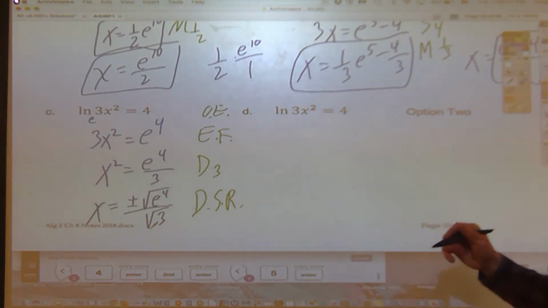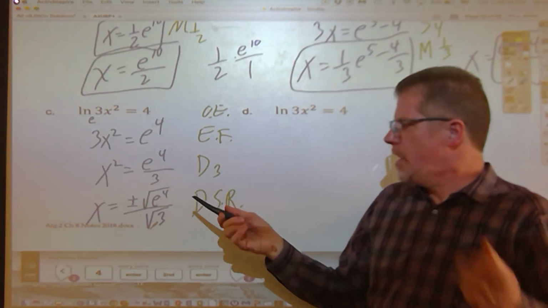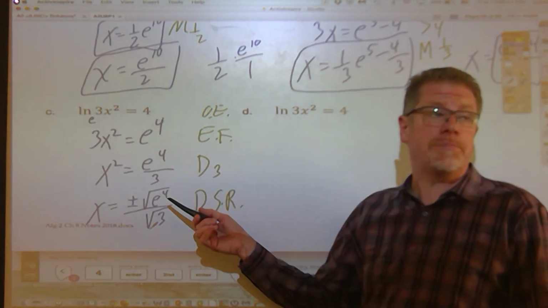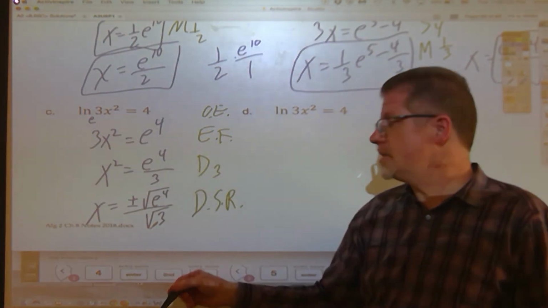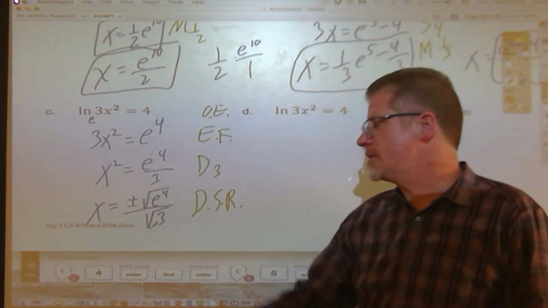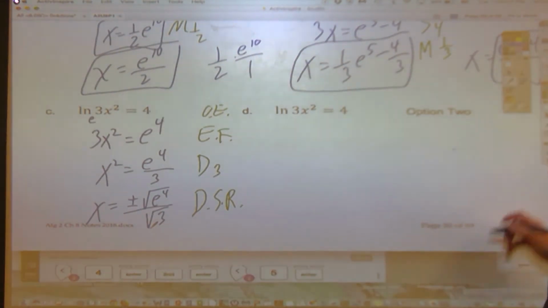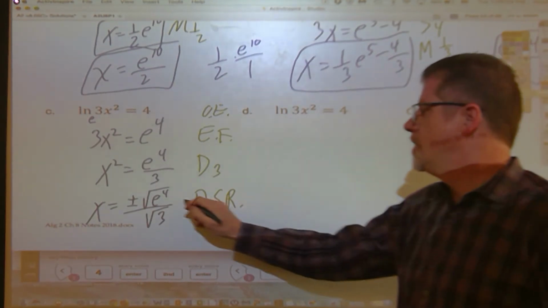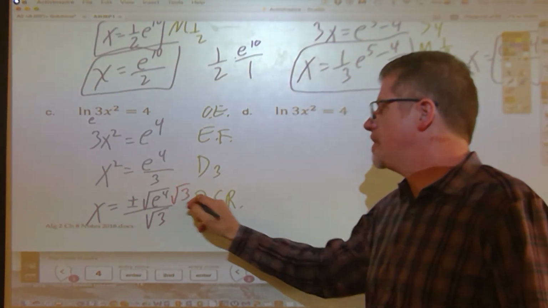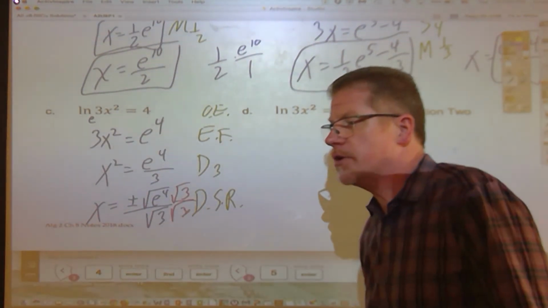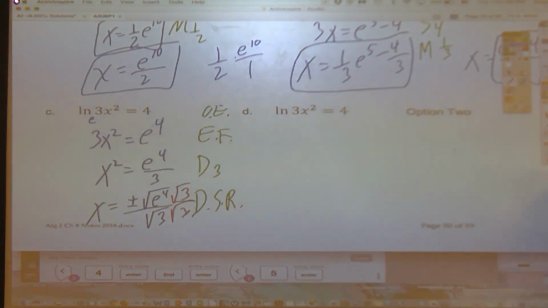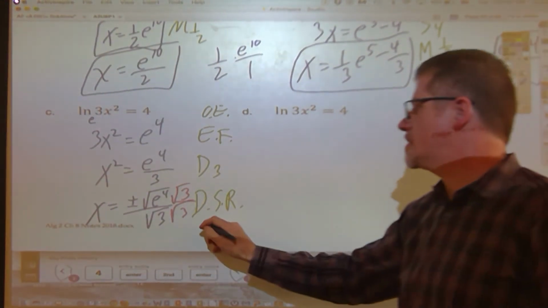And honestly, that's a place where it could be the difference between an A and an A plus for many of you on Friday's test, whether or not you remember to put in the plus or minus. Now, we can simplify this further. First of all, rationalize the denominator by multiplying by 1 in the form radical 3 over radical 3. So it looks like there's 2 solutions.